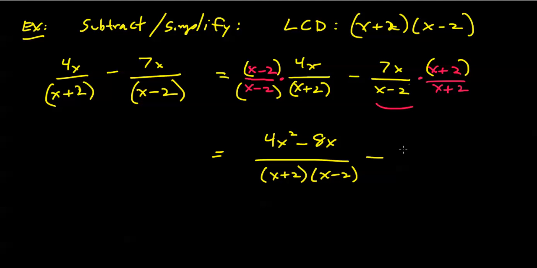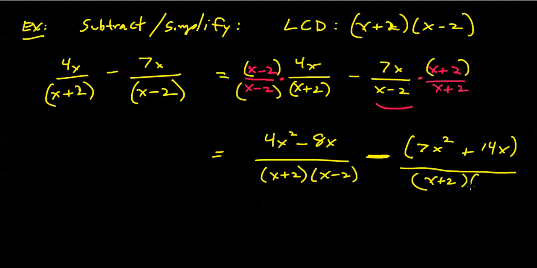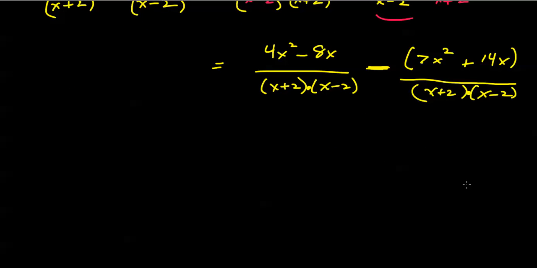I have to apply my distributive law. And notice this subtraction here, probably a good idea to wrap this second numerator in parentheses because you're going to have to carry through that negative sign. 7x squared plus 14x would be my resulting second numerator, divided by, of course, I'll write it as x plus 2 times x minus 2. Remember, multiplication is commutative, and you can change the order of multiplication and retain equivalency.